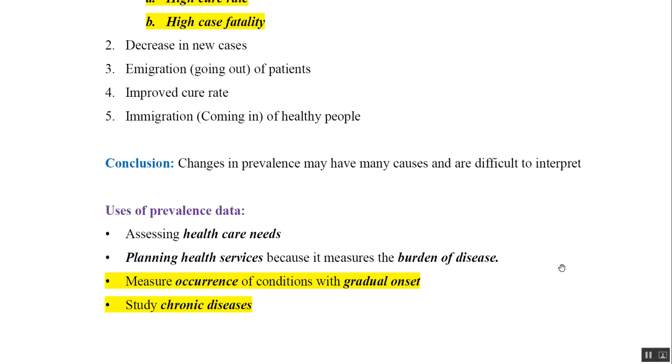So how can we use this prevalence data, or why should we find out the prevalence? For example, it gives us the burden of disease, so that we know what our healthcare needs are. So, to assess healthcare needs, to plan our health services, and it also measures the occurrence of conditions with gradual onset. It is helpful for studying chronic diseases, right?